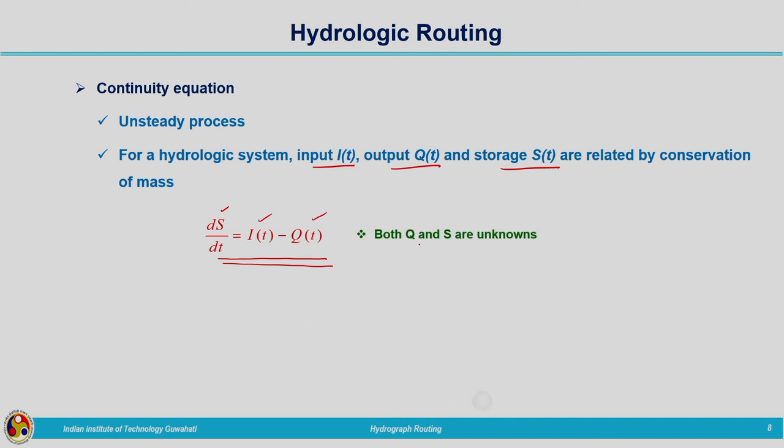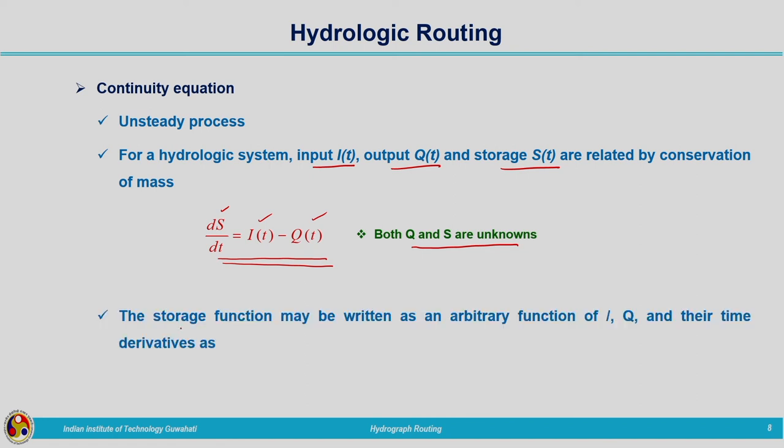In this case, both Q and S are unknowns. The inflow hydrograph is available to us; at the upstream location, the flow data is available. As far as the storage function and the outflow are concerned, both are unknown to us. Only by making use of the continuity equation, we cannot solve this problem. So, we need one more equation that is represented by the storage component. The storage component is represented by a storage function that can be represented as an arbitrary function of I, Q and their time derivatives.